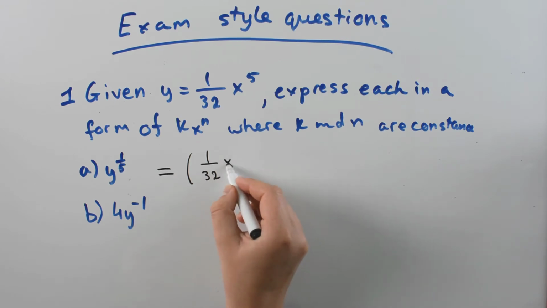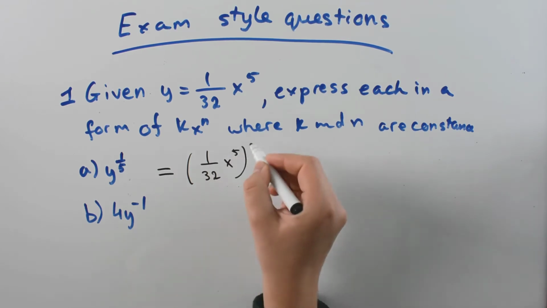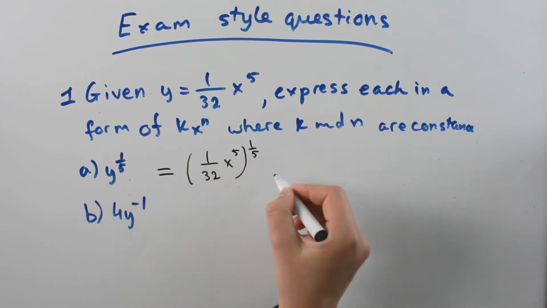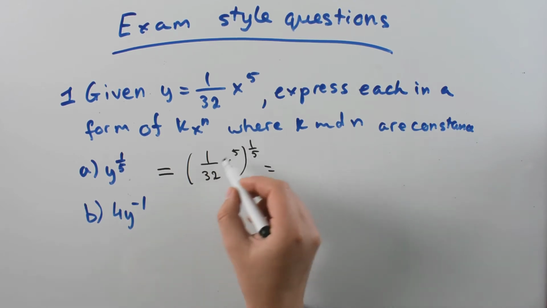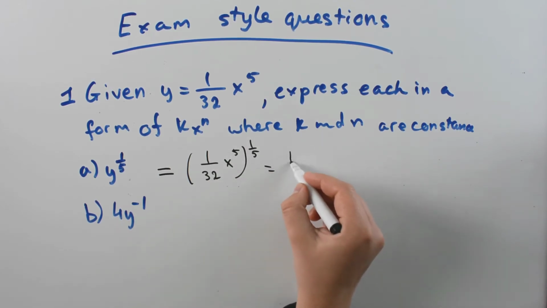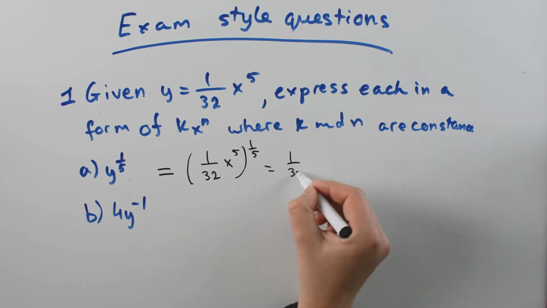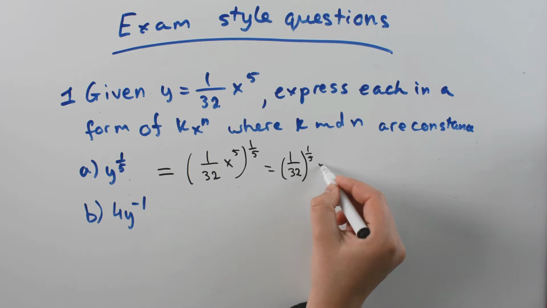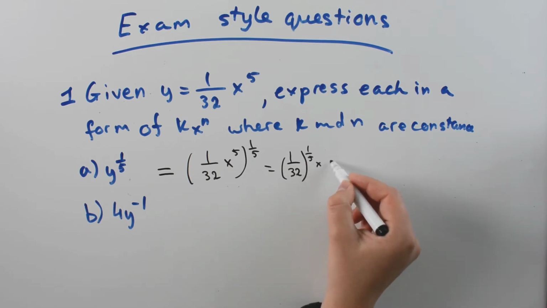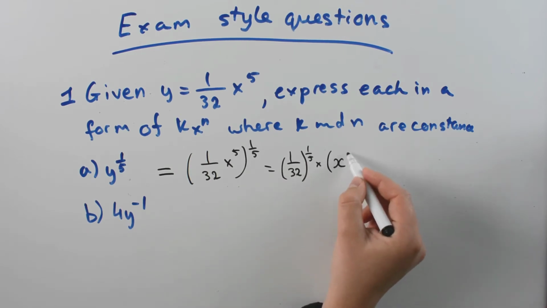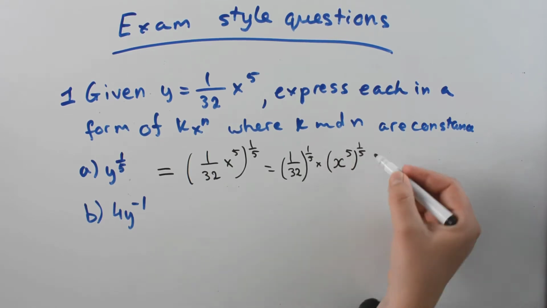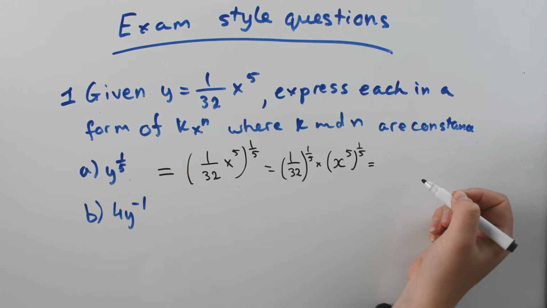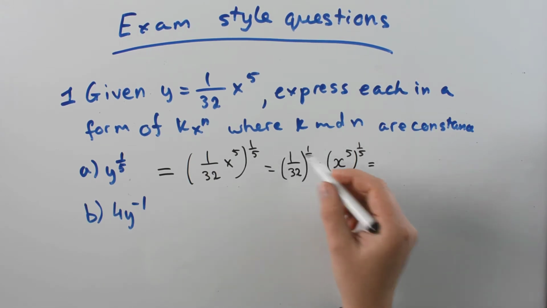So first of all, what I'm gonna do is rewrite our y as what it is defined as and then put it to the power of 5. As you can see, the y consists of two parts, 1 over 32 and x to the power of 5. So when we expand the bracket, the 1 over 5 power will affect both parts. So you'll have 1 over 5 power affecting 1 over 32 and x to the power of 5.